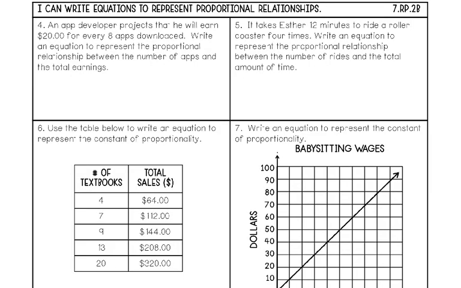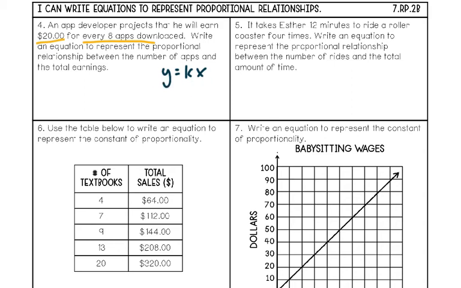So let's continue this next section with writing equations to represent these proportional relationships. Question 4 says that an app developer projects that he will earn $20 for every 8 apps downloaded. Write an equation to represent the proportional relationship between the number of apps and the total earnings. Let's start out with just knowing what an equation for a proportional relationship looks like. It's always y equals kx. K is our unit rate, x is our input or our independent variable, and our y is our dependent variable or our output. We put something in to get something out.